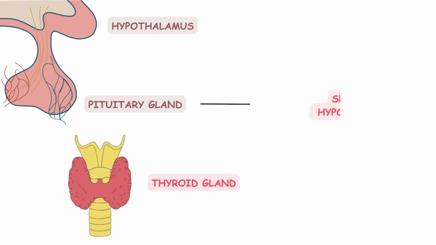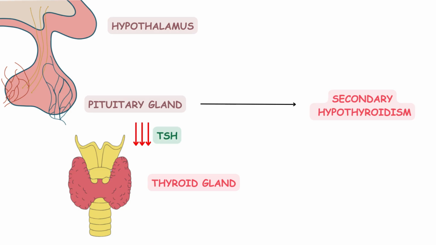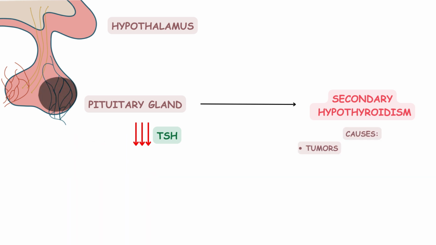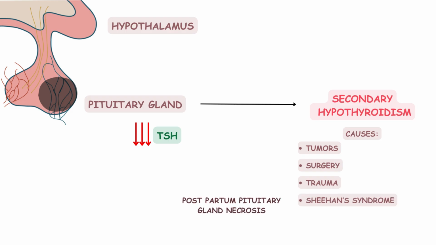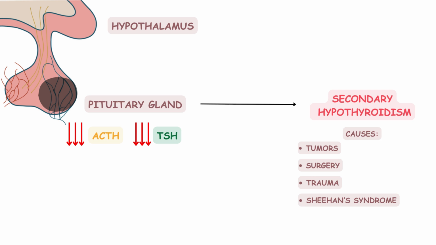Now, in secondary hypothyroidism, for some reason, the pituitary gland is dysfunctional, leading to low TSH production and therefore low thyroid hormone production. The most common cause is pituitary tumors, which compress the pituitary gland and prevent the production of TSH hormone. Other causes can be surgery, trauma, or Sheehan syndrome, also known as postpartum pituitary gland necrosis. However, all of these conditions are also accompanied by the lack of production of other pituitary hormones as well, such as ACTH, which represents another condition called hypopituitarism, meaning, as the name itself says, underactive pituitary gland.